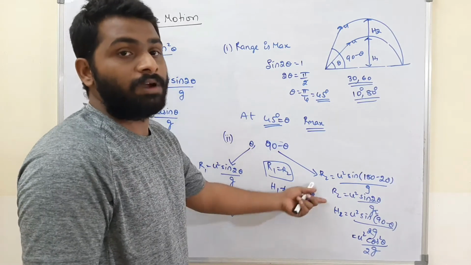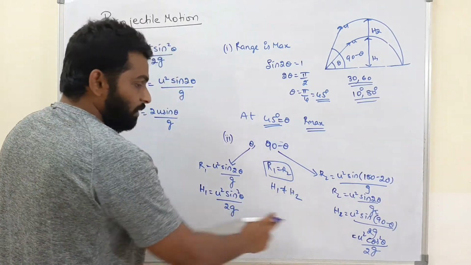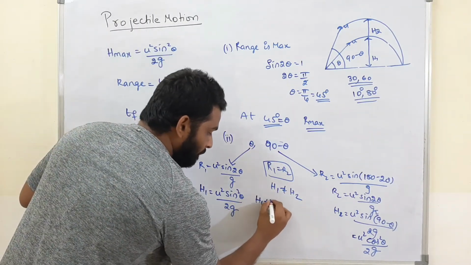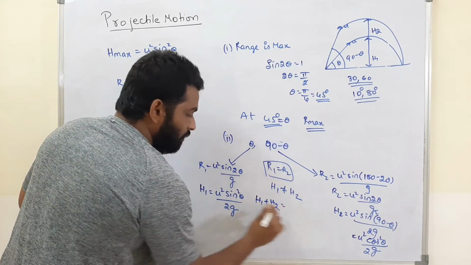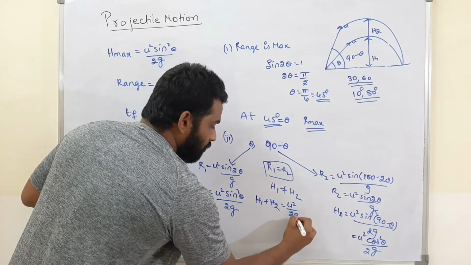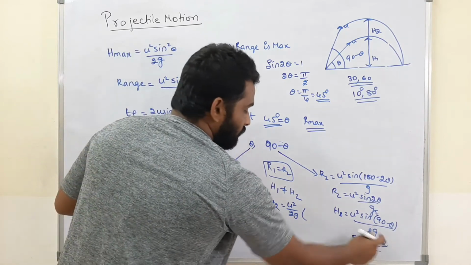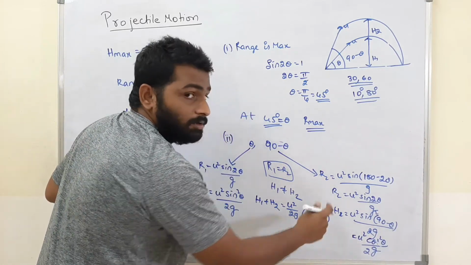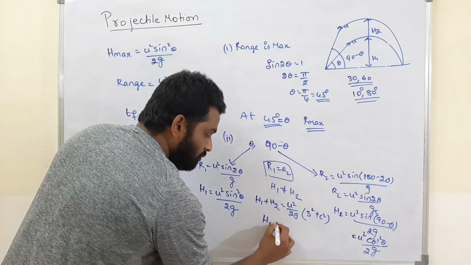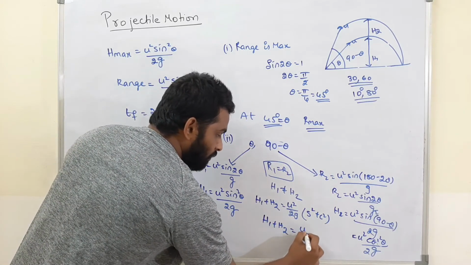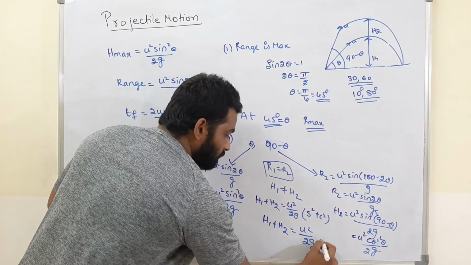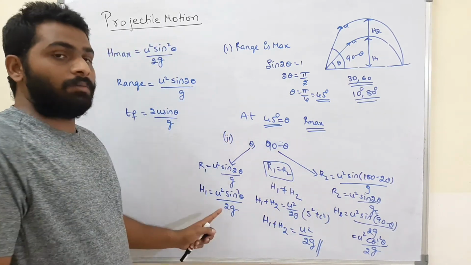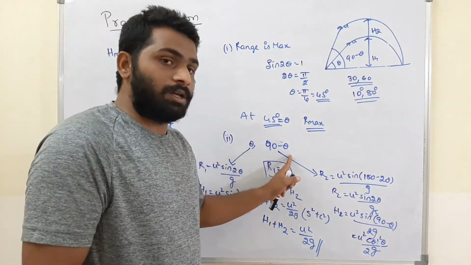Therefore, what is the relation I can find between them? h1 plus h2. What is h1 plus h2? Say me. U square by 2g is common. Sin square theta plus cos square theta. Sin square theta plus cos square theta is nothing but 1. Therefore, h1 plus h2 is how much? U square by 2g.